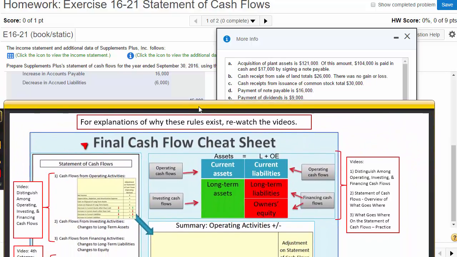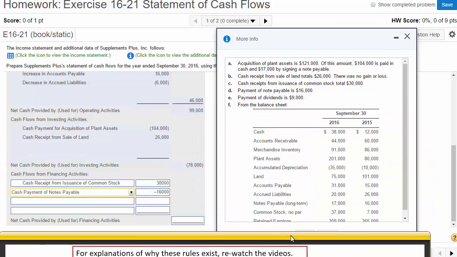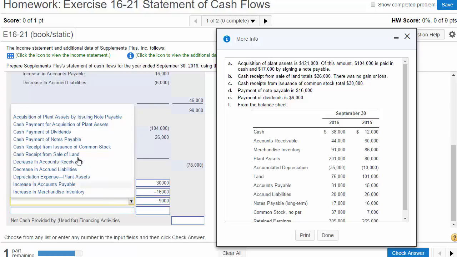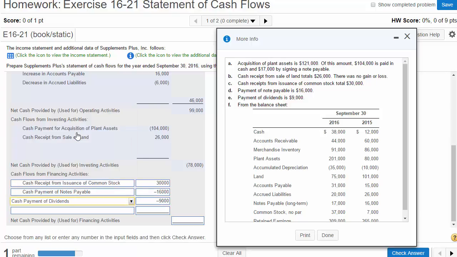Next, we've got payment of dividends. Remember, when we pay dividends, that comes out of retained earnings eventually. It's closed to retained earnings, so that's an owner's equity account. So yes, that does go in the financing section. And since we paid cash, it's going to be a minus $9,000. Cash payment of dividends.